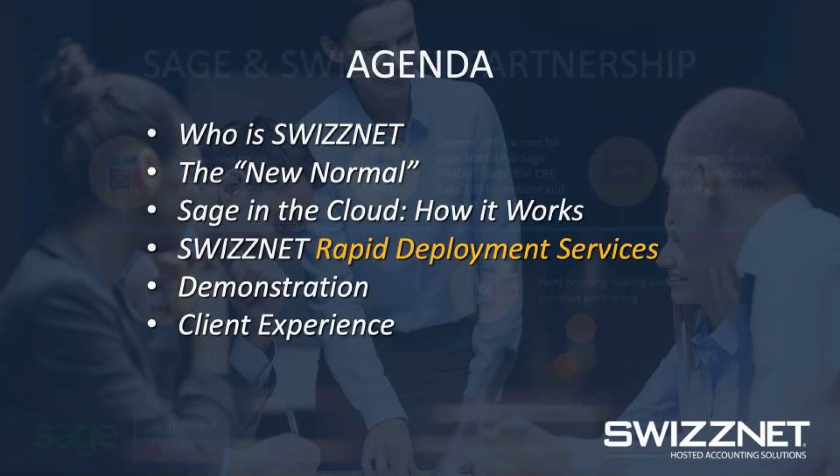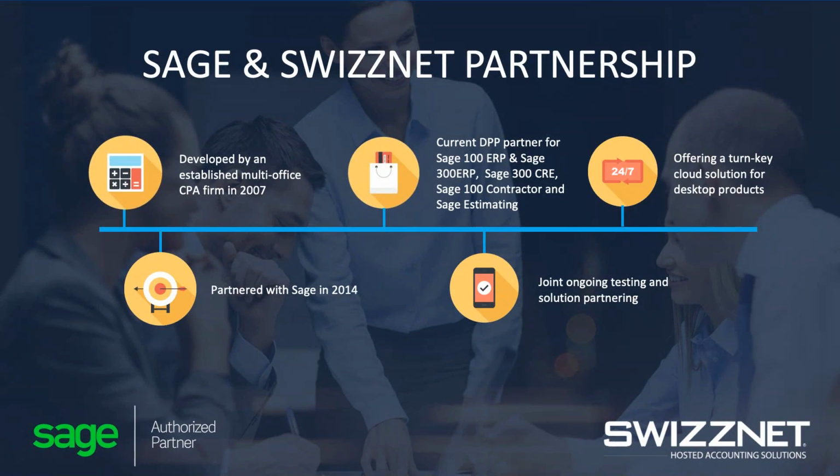All right. So a bit about Swizznet. I know that DNA has been around since 1993. We've been around not quite as long, but we were founded back in 2007 by CPAs with the idea that we needed to deliver high-end cloud-based solutions, cloud platforms in the accounting space, so that folks could collaborate and do their critical applications around accounting from anywhere and in a collaborative fashion.